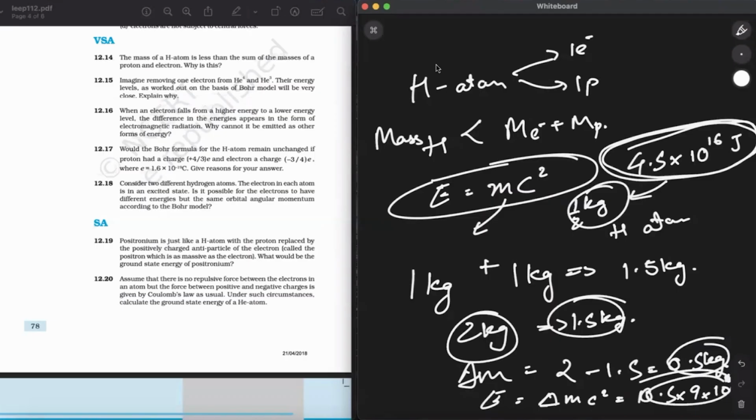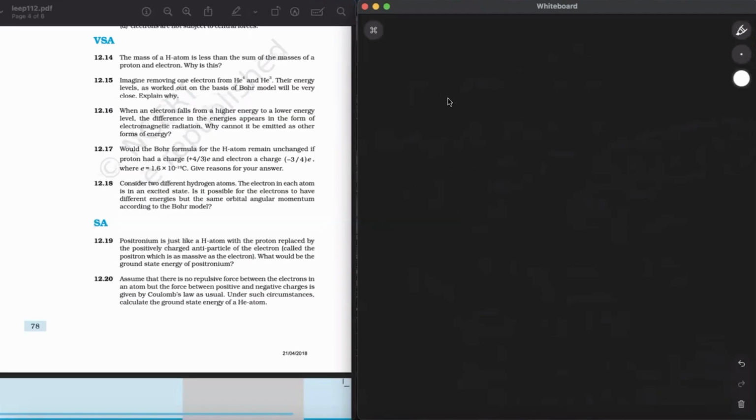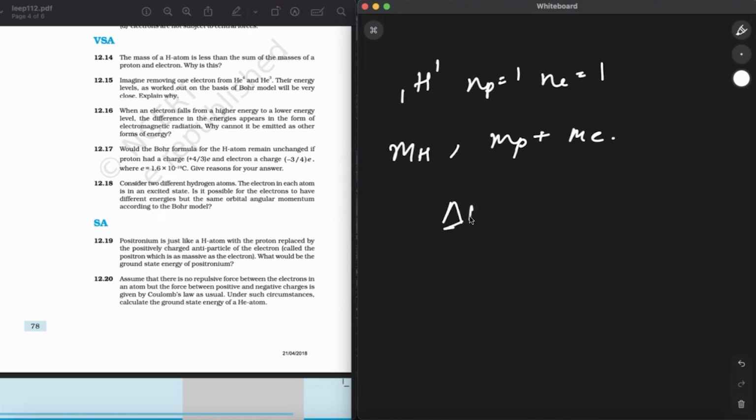So the solution: the hydrogen atom can be denoted like this. It has one electron and one proton, so the number of protons is equal to 1 and the number of electrons is also equal to 1. But the mass of the H atom, M hydrogen, is not equal to the sum of Np plus Ne. Now I can write delta M as Np plus Ne minus M hydrogen. The binding energy that it will generate is equal to delta M times c squared, so delta M can be written as E binding upon c squared.